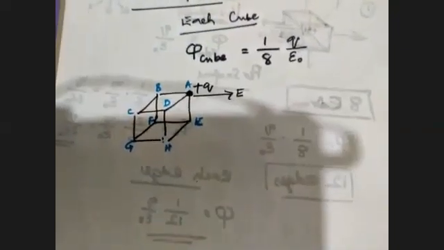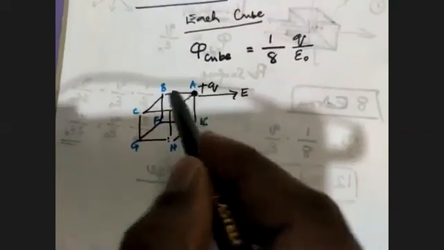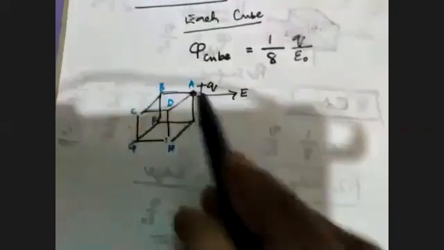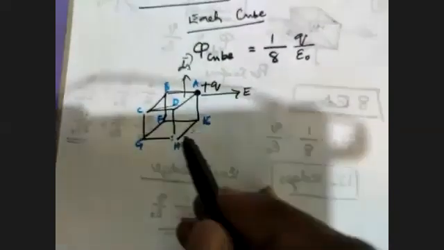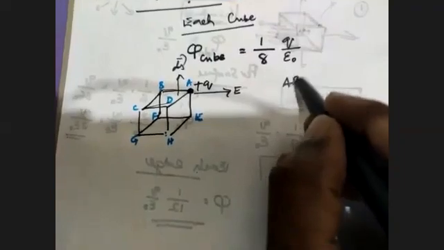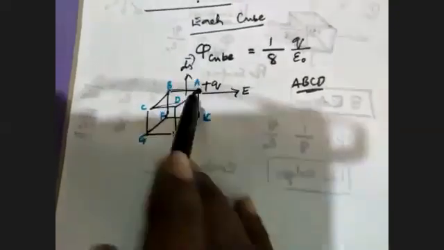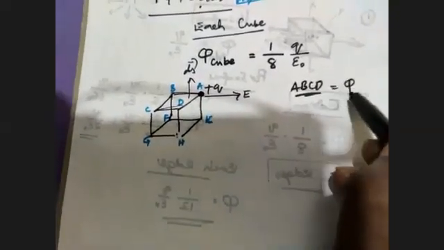Now this surface, which is ABDC, the top surface, is looking upside. So ds bar is in this direction. The ABCD surface is looking upside. That's why the electric field and ds bar are at 90 degrees to each other. So flux is equal to 0.